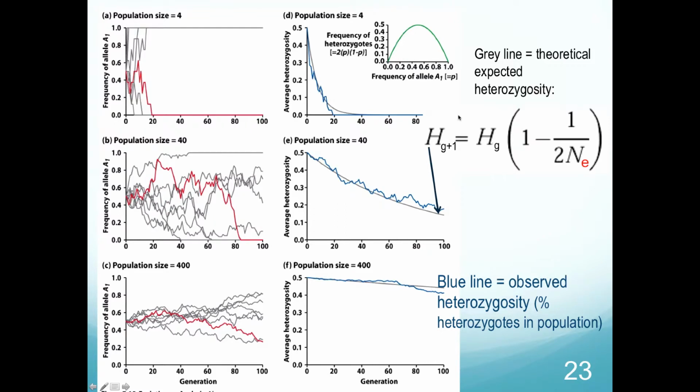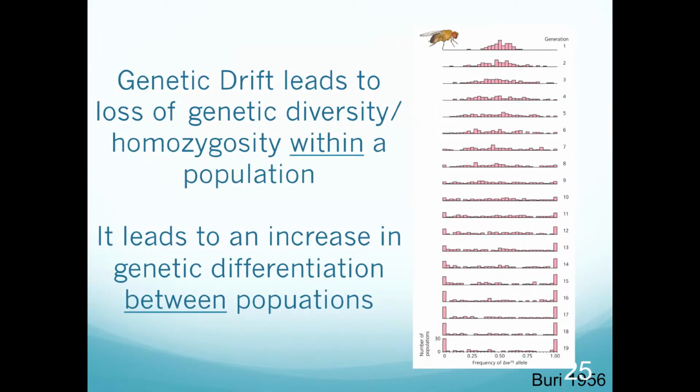And there's an equation that allows us to predict this: H at generation g plus 1 is equal to the current generation's H times 1 minus 1 over 2N, where N is the number of individuals in the population. So Buri in 1956 did a very elegant experiment where he started a bunch of fruit fly populations that had a particular trait.